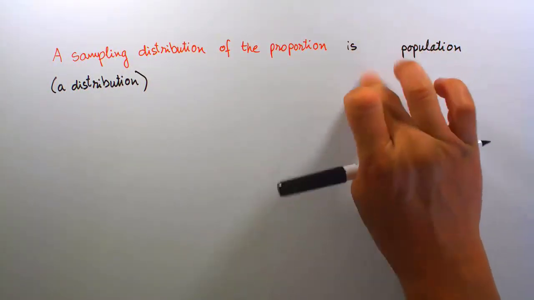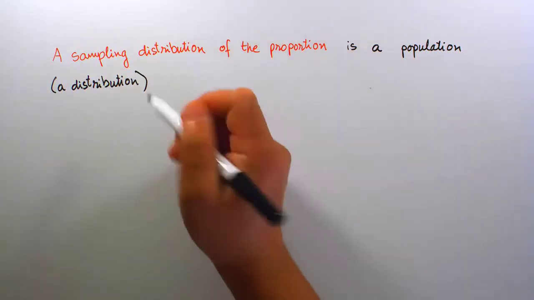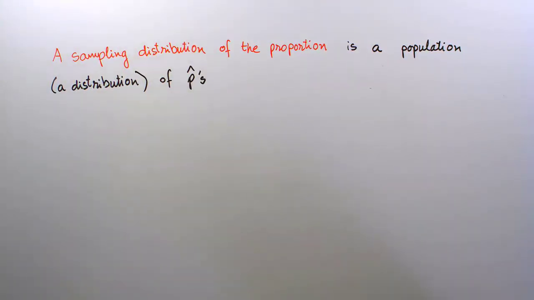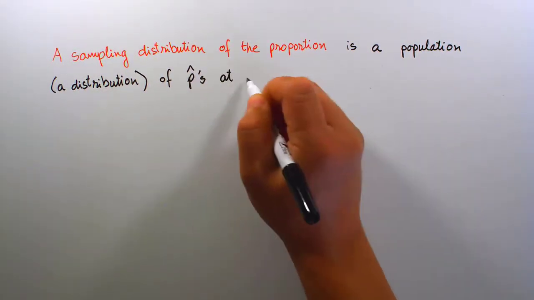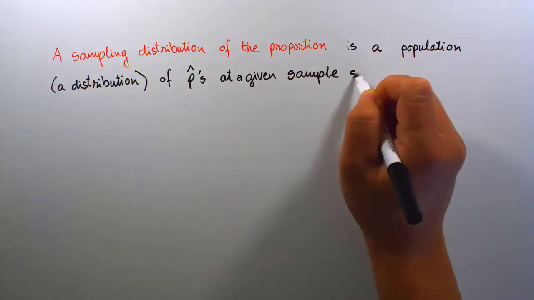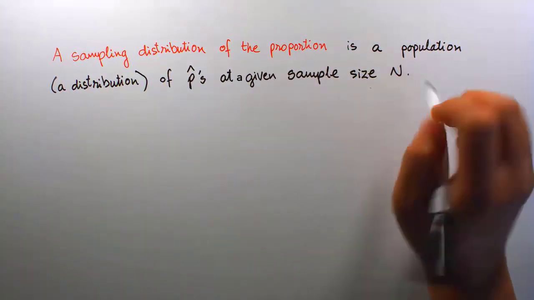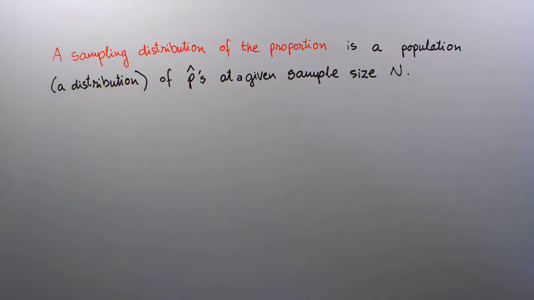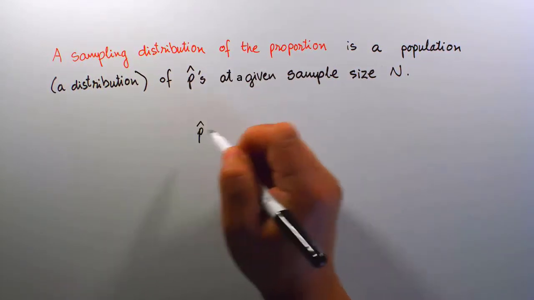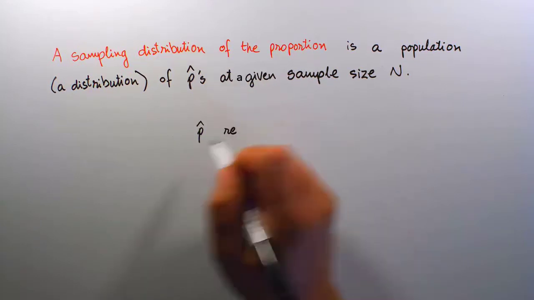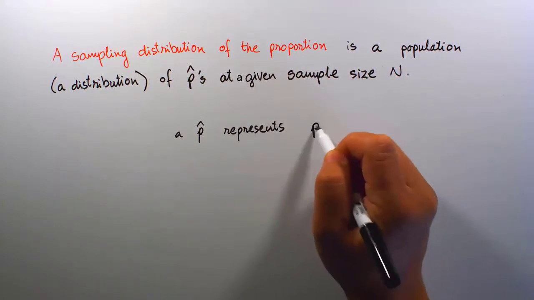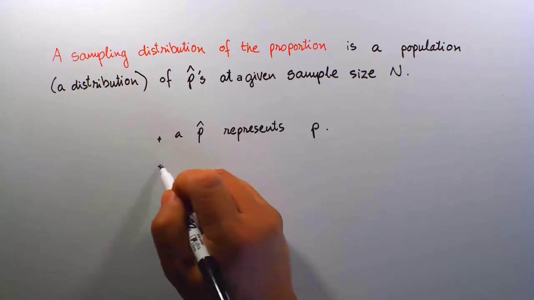It should have been a population or a distribution of sample proportion values at a given sample size, capital N. And then quickly briefing the idea, but once again, the major idea that we derive this definition is because any p hat value represents the proportion p. That's one idea.